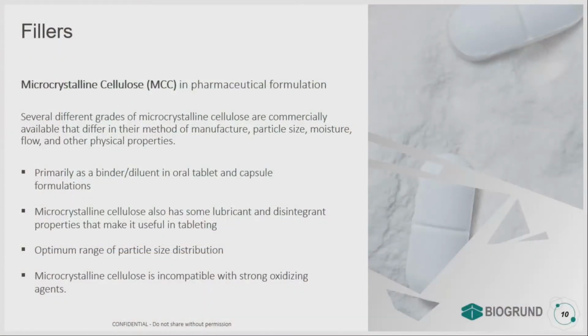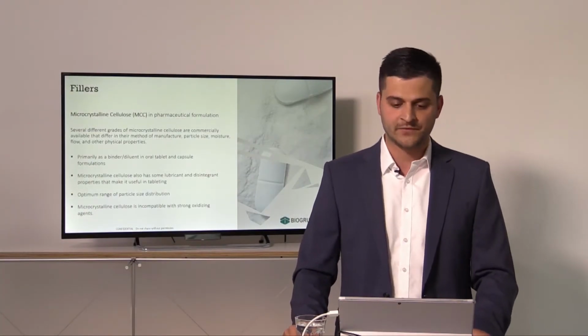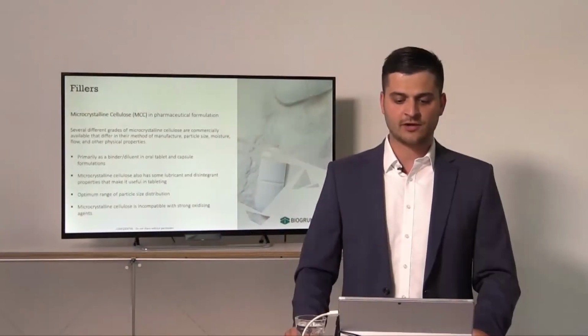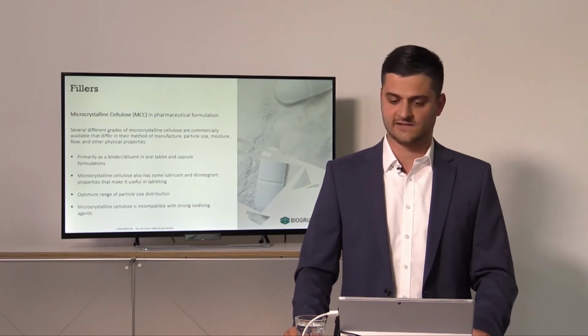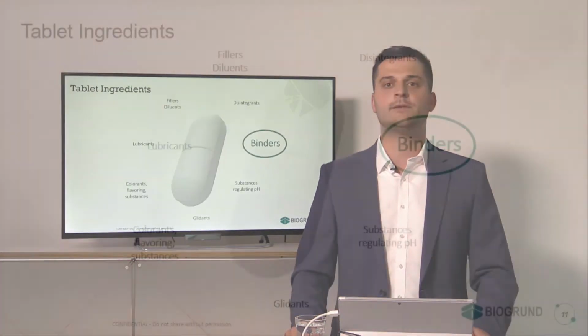Several different grades of microcrystalline cellulose are commercially available that differ in the method of manufacturing, particle size, moisture, and also the flow. Primarily, it is used as a binder or diluent in oral tablets and also in capsules. Also, it has some, let's say, lubricant or disintegrant properties. Microcrystalline cellulose is incompatible with strong oxidizing agents. The next chapter will be about binders.